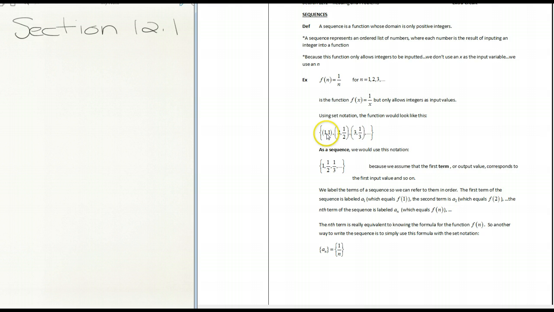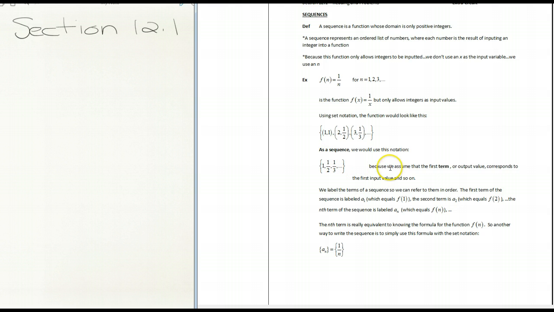But all of this ordered pair notation gets a bit redundant. If we instead wrote it like this, we know that this first number is the result of 1 being plugged into the function. This second number is the result of 2 being plugged in, because specifically for a sequence we're only allowed to plug in these positive integers. So we know that this first number is f of 1, this is f of 2, this is f of 3. This is sequence notation.